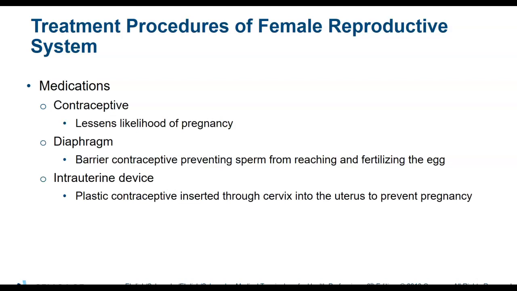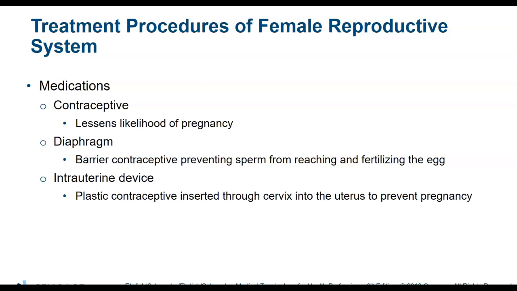So there's a lot of different things that we can look at as far as treatments. Contraceptives, they decrease the likelihood of pregnancy. So things like the pill, those type of things. One thing to remember, if you are on any antibiotic, it counteracts your contraceptives.